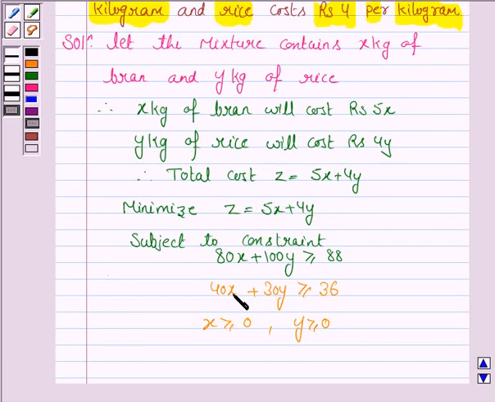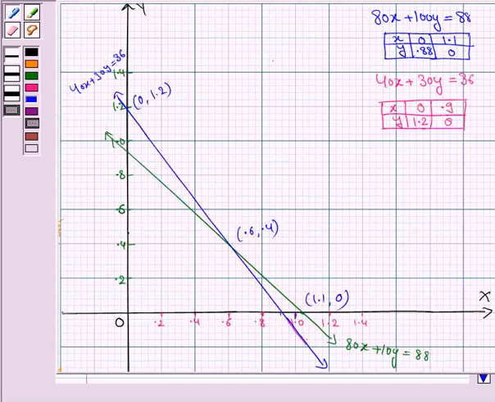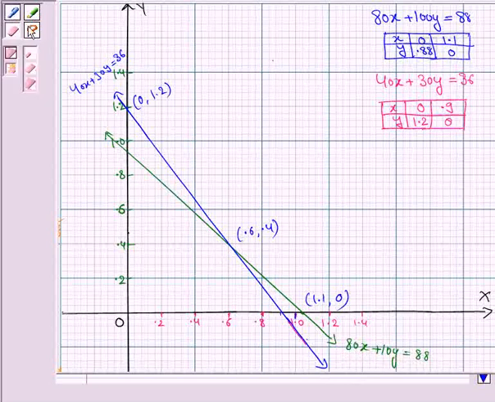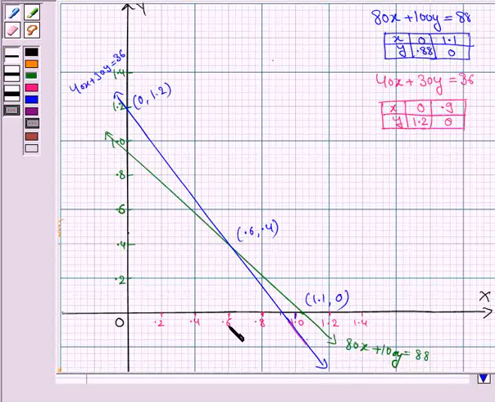Now we'll draw the lines corresponding to the constraints 80x plus 100y greater than or equal to 88 and 40x plus 30y greater than or equal to 36. So we have drawn the lines. This is the line corresponding to 80x plus 100y equal to 88, and this is the line corresponding to the constraint 40x plus 30y equal to 36. Now we have to shade the region corresponding to both constraints.